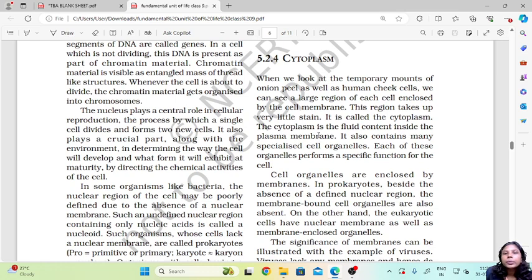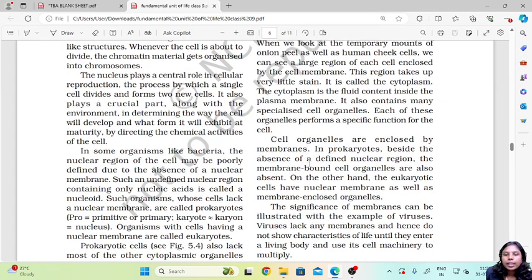So cytoplasm is basically a fluid that is present inside each of the plasma membranes. It also contains many specialized cell organelles. Each of these organelles performs a specific function for the cell. So this fluid contains many specialized cell organelles, and each of these organelles performs various functions for the cell.